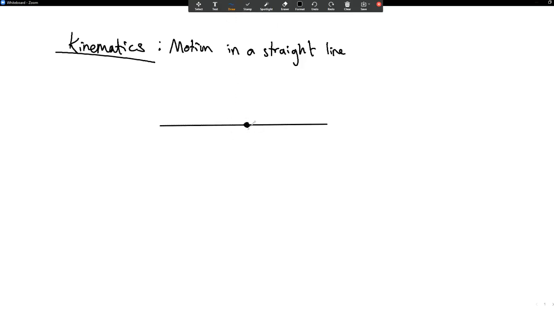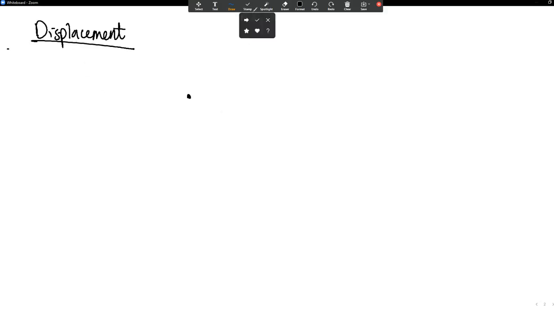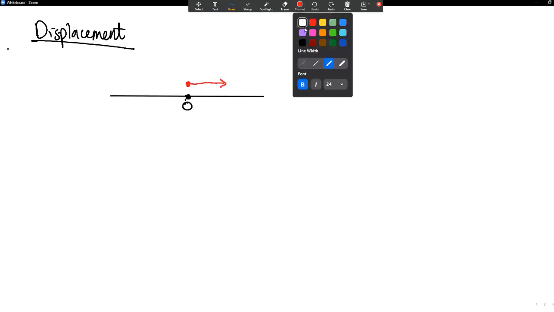Now we call the origin O, so that is the origin, and then you can go to the positive direction from the origin, or you could go to the negative direction, like so. Now displacement is something that we can measure. So if we consider a particle, as they call it, at O, so let's draw this in red. So this is a particle, and let's say it goes to 3.